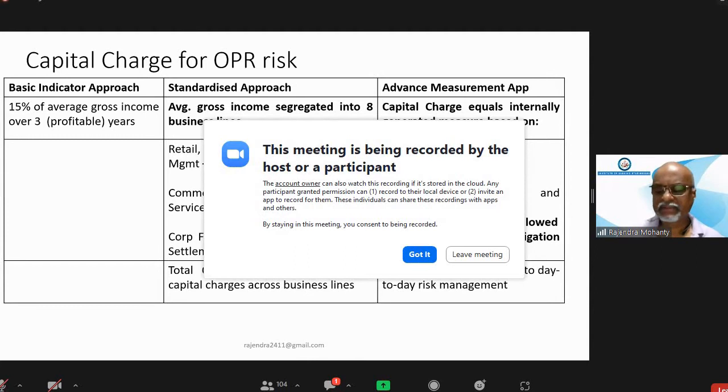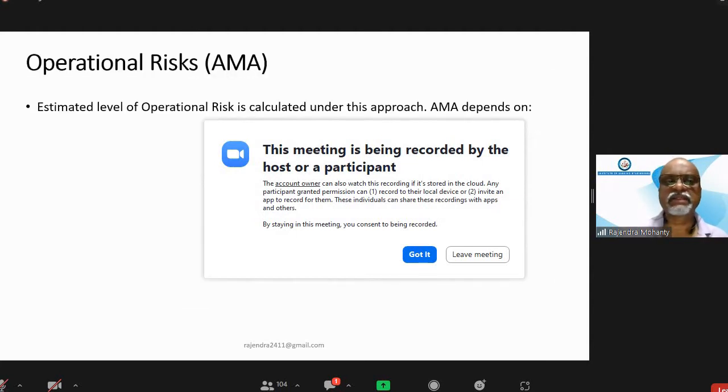Okay. Now we'll see how these factors or these internally generated measures can be calculated, and finally we arrive at expected loss. So basically the process is, first we have to arrive at a probability of occurrence. So the bank has to arrive at this probability of occurrence.